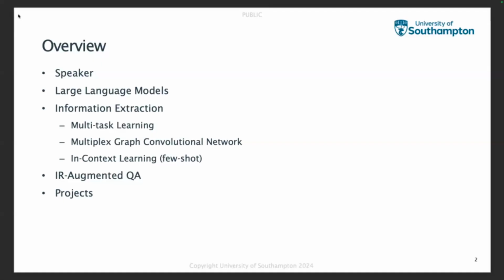Then cover a little bit about my research around information extraction. So in particular, multitask learning, graph convolutional networks, and in-context learning, which is a few-shot approach. And then finally move on to information retrieval augmented QA, which is question answering systems. And I'll conclude with a couple of slides on a couple of my projects.